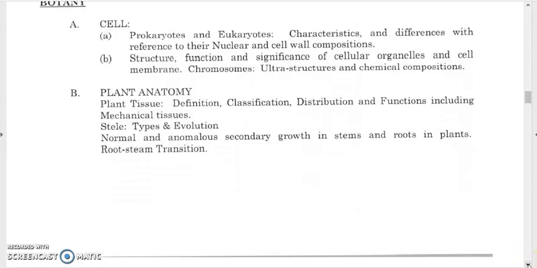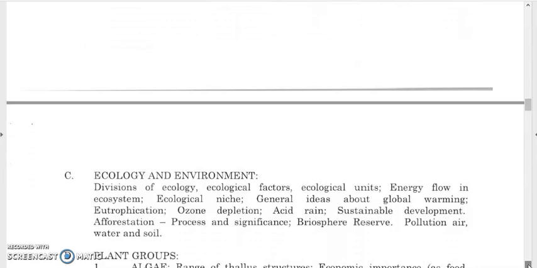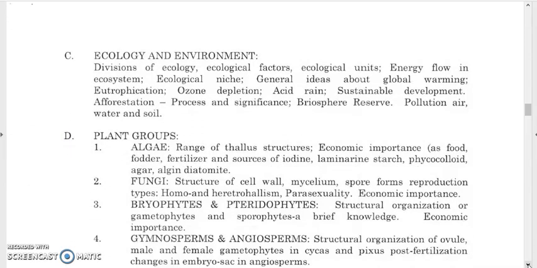The next part is ecology and environment: definition of ecology, ecological factors, ecological units, energy flow in ecosystem, ecological niche, general ideas about global warming, eutrophication, ozone depletion, acid rain, sustainable development, afforestation, process and significance, biosphere reserve, pollution, air pollution, water pollution, soil pollution, etc. You have to study here.